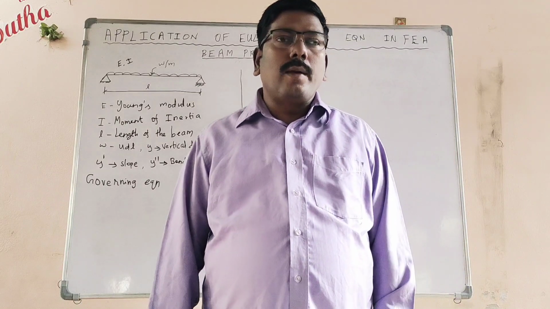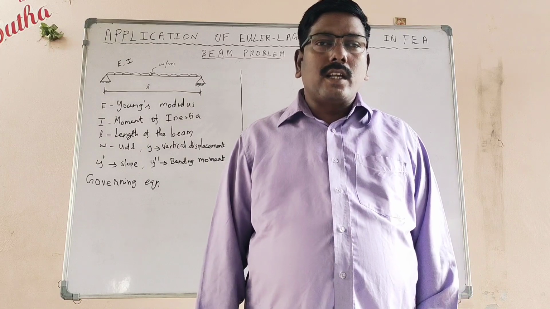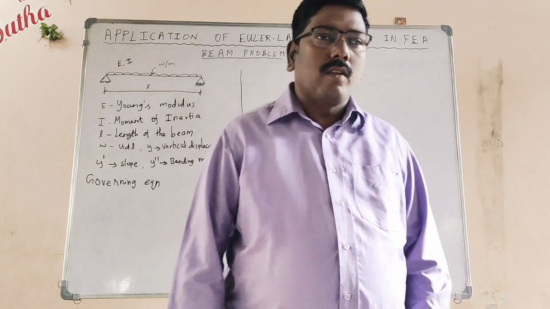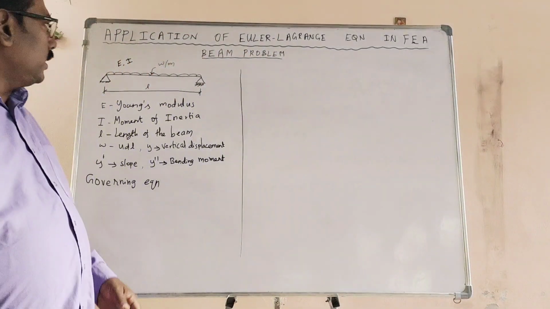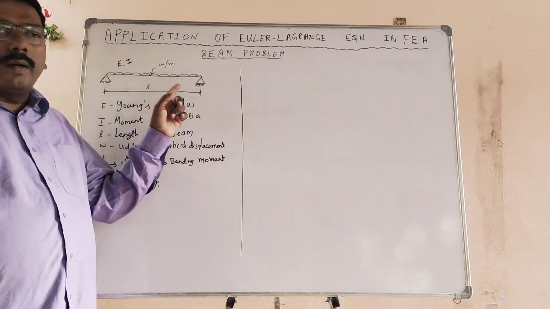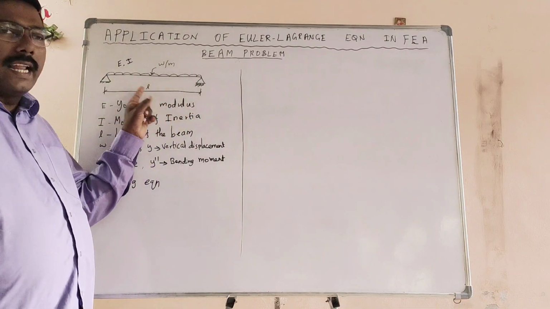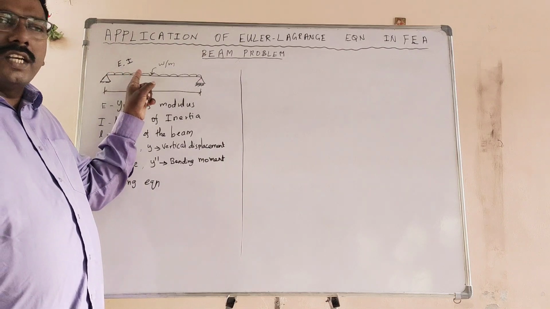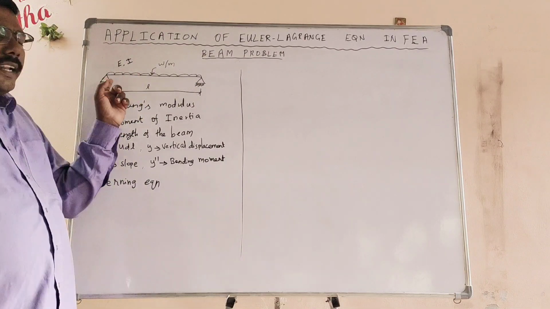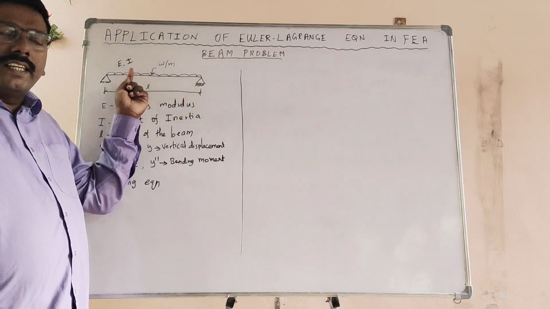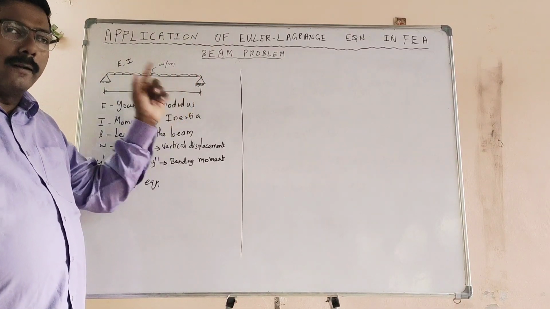In this video, I am going to teach you the application of the Euler-Lagrange equation in finite element analysis. Here I am considering a beam problem. Consider a simply supported beam of span L, Young's modulus E and moment of inertia I. It is also subjected to a uniformly distributed load of intensity W per meter throughout its entire span.